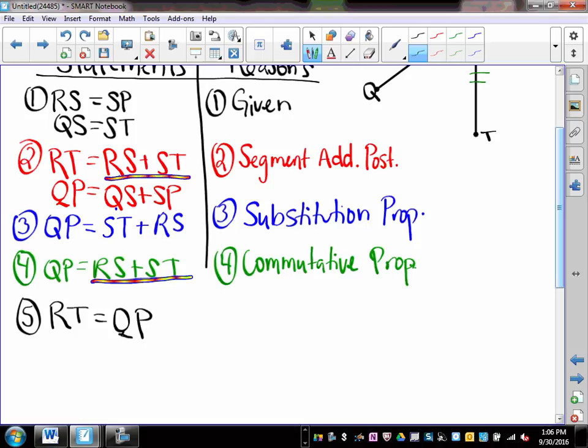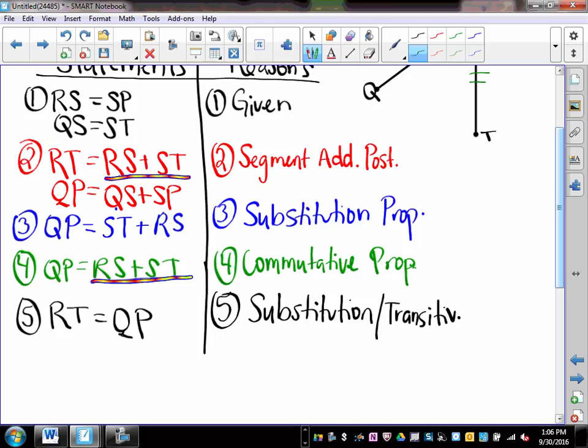All right, and what is our reasoning here? Substitution. Can we use transitive here? Yep. Substitution or transitive. You don't have to write both. You can choose one or the other. When in doubt, write substitution. None of us are ever gonna write transitive. All right, questions on that?